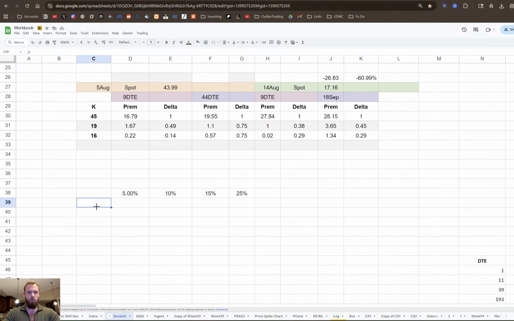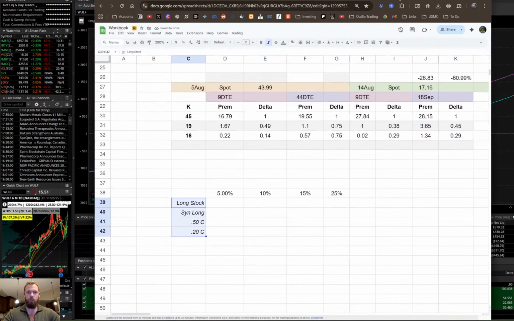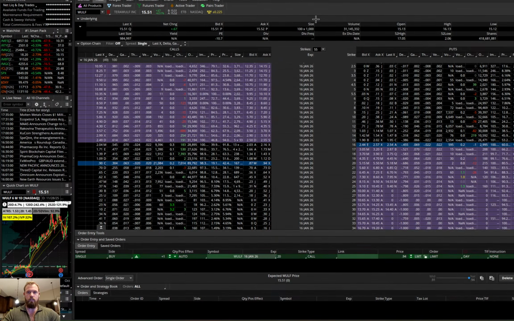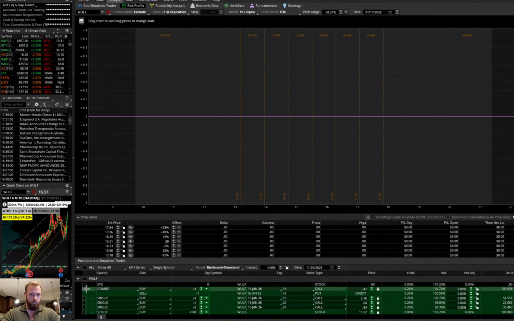We're going to do this for long stock, a synthetic long. We'll do this for a 50 delta call, and we'll do this for a 20 delta call. And I'm going to move this off to the side so that I can fill it in a little bit quicker. What I want to do is, again, give you context. And I'm just focusing on the upside in this scenario because it's a little bit quicker.